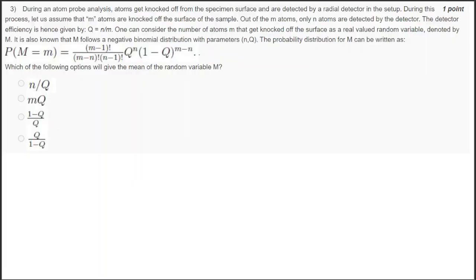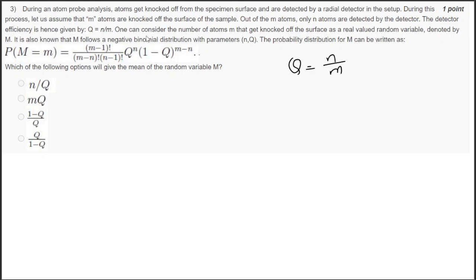So let's go to the next question. The third question is: in an atom probe analysis, atoms get knocked off from the specimen surface and are detected by a radial detector in the setup. During this process, let us assume that m atoms are knocked off. So the total number of atoms knocked off is m. Out of m atoms, only n atoms are detected. So detector efficiency is n by m. So they are asking the detector efficiency.